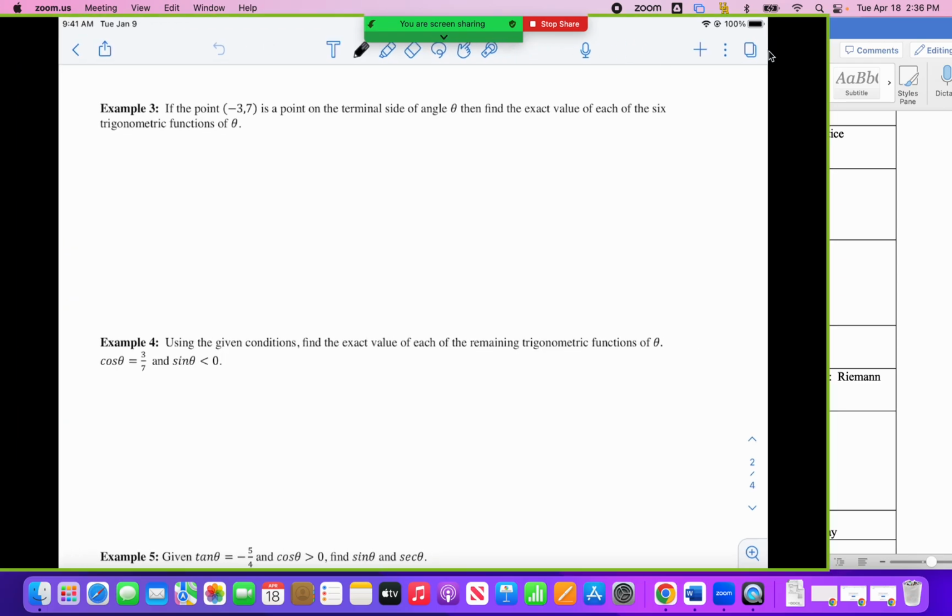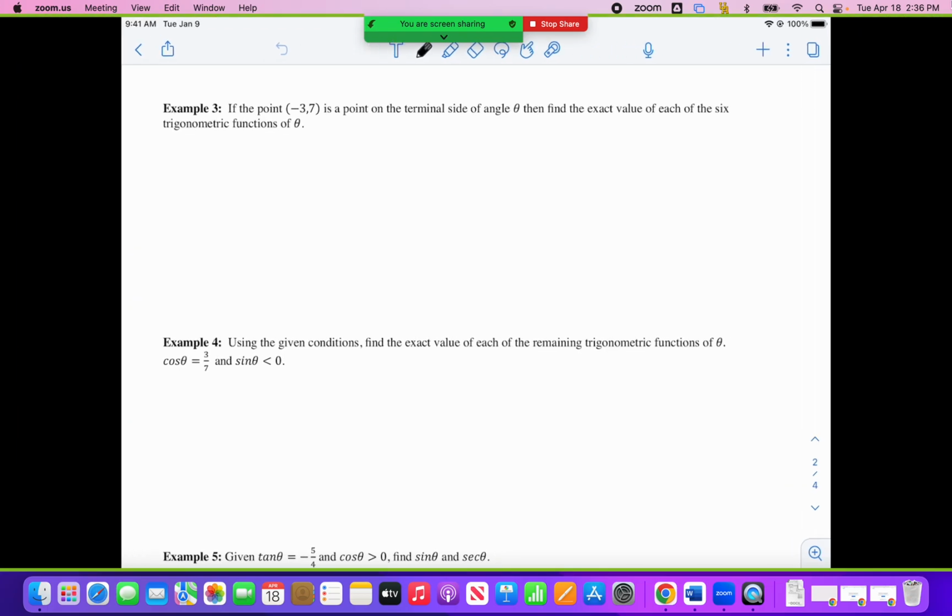So let's make a little coordinate grid and plot left 3, up 7. So here's theta. And what I want to point out is something we did yesterday. It got erased, but I'll do it again.